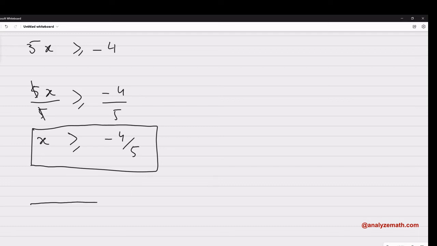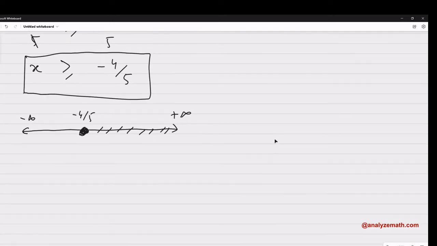Now graphically, using the number line, extending the number line from minus infinity to plus infinity. Somewhere here, it's negative 4 over 5. Now I'm closing the circle. Why? Because I've got the equal symbol. Greater than or equal. The solutions are greater than or equal, including the minus 4 over 5.